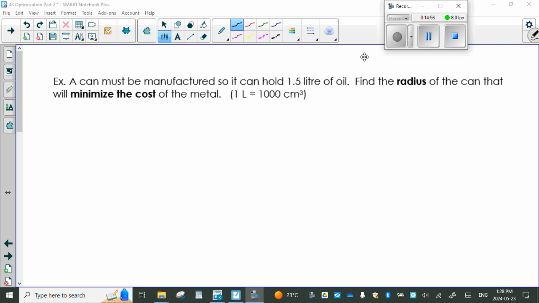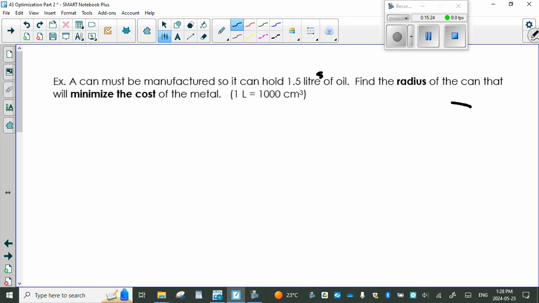Okay, welcome back to classic optimization questions. We're now trying the third question in the lesson. And it says a can must be manufactured so it can hold 1.5 liters of oil. Find the radius of the can that will minimize the cost of the metal. And it also gives you that 1 liter is the same as 1,000 centimeters cubed.